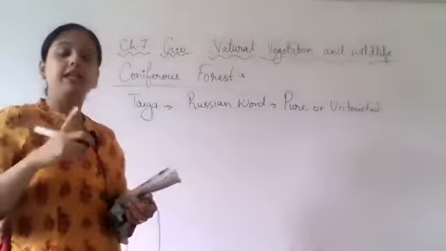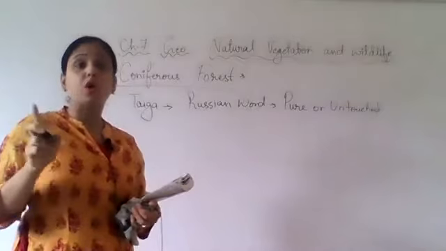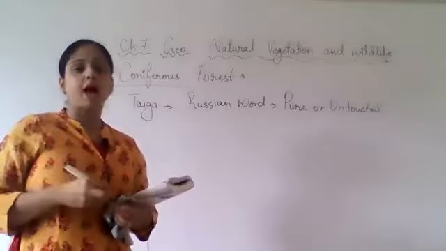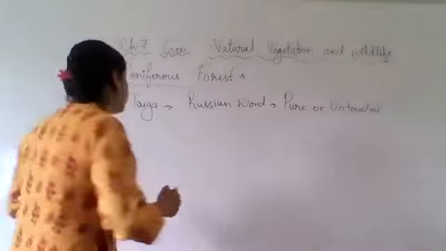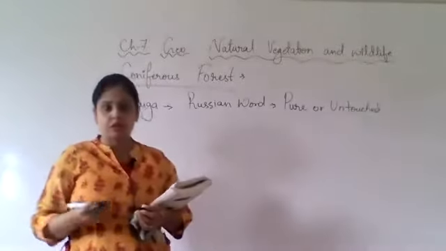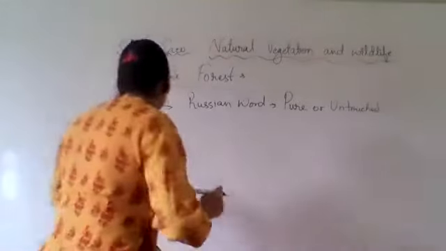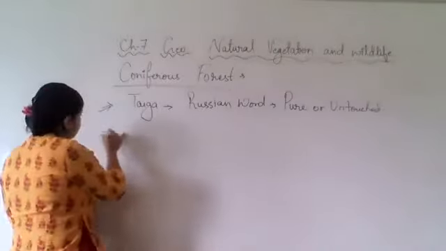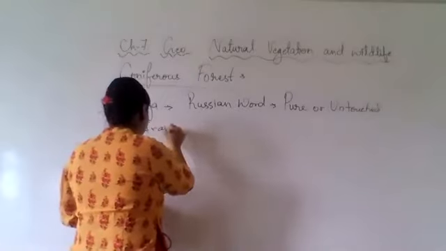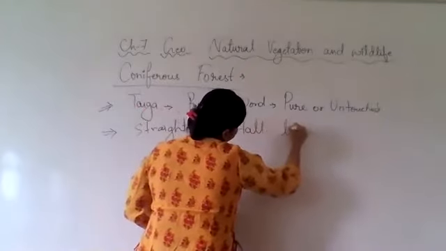Taiga is a Russian word and it means pure or untouched. Why are these forests called pure or untouched? Because you have less population in the areas where these forests are found. That is why they are called like this. Now next, these forests have straight and tall trees.